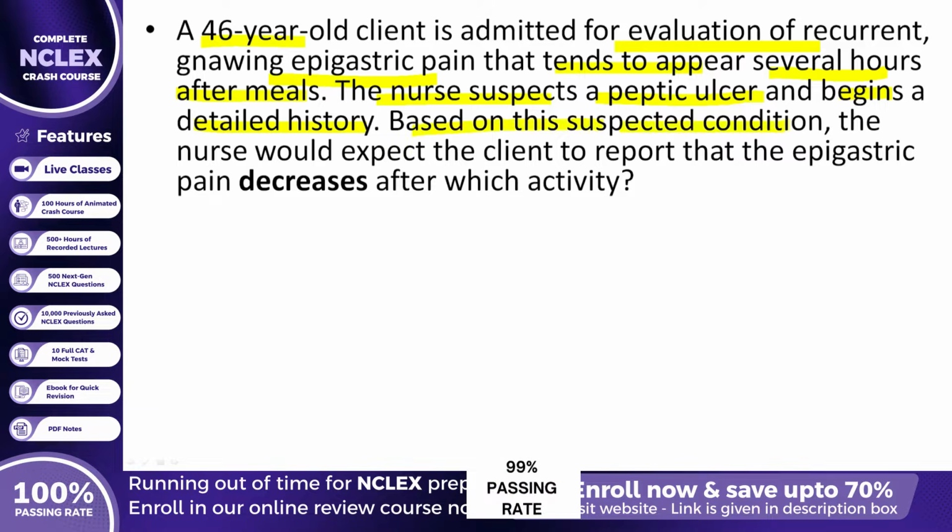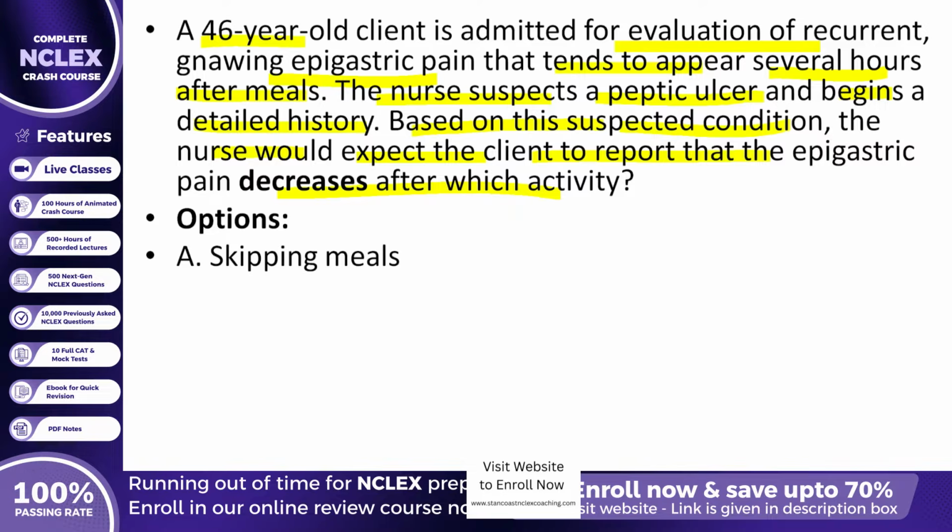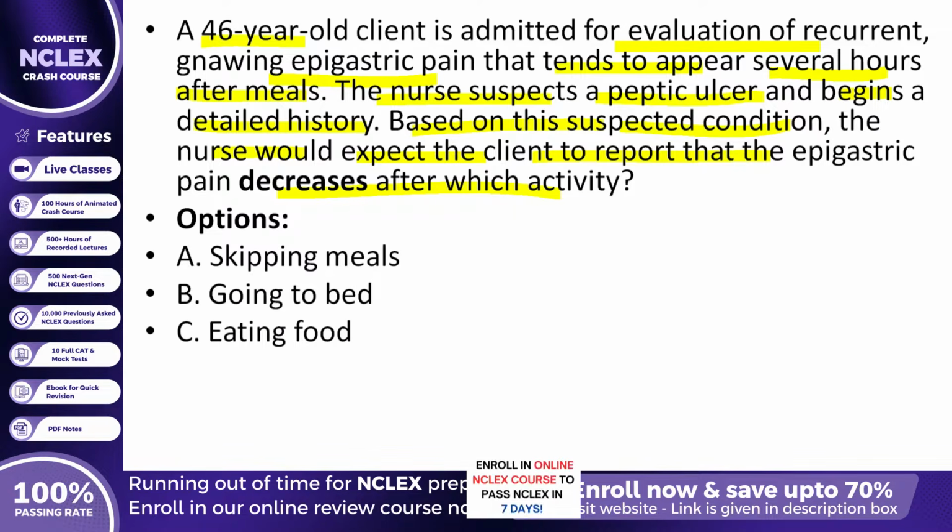Based on this suspected condition, the nurse would expect the client to report that the epigastric pain decreases after which activity. Here are the possible options. Option A suggests skipping meals, Option B recommends going to bed, Option C states eating food, and Option D proposes vomiting. The correct answer is Option C, eating food.